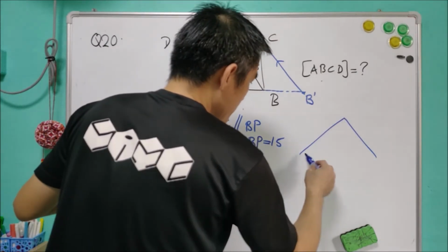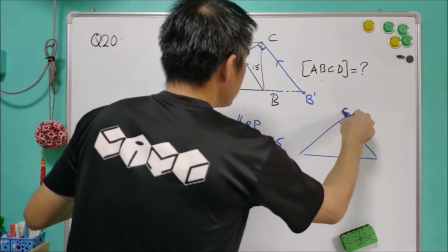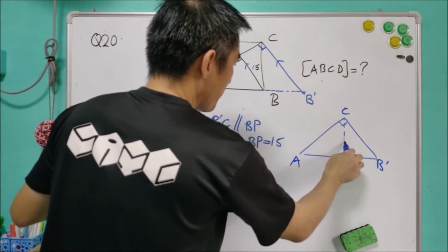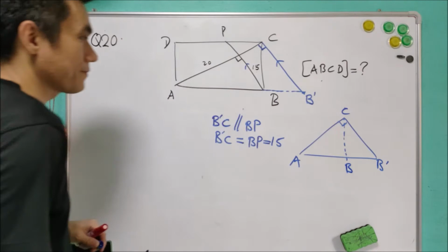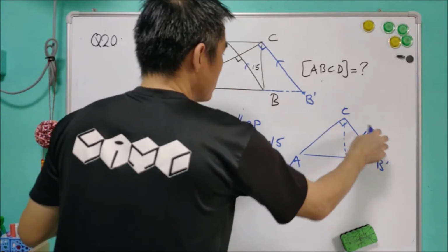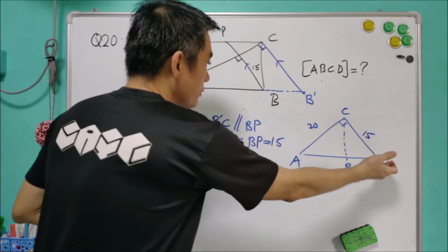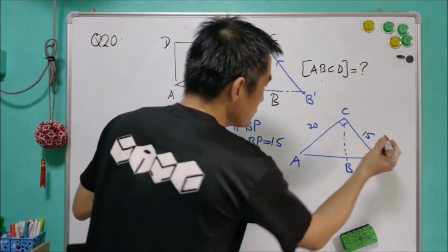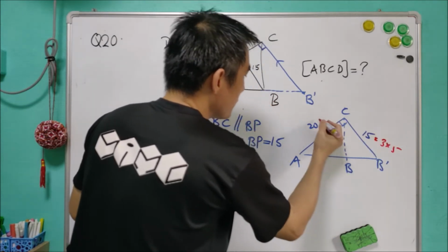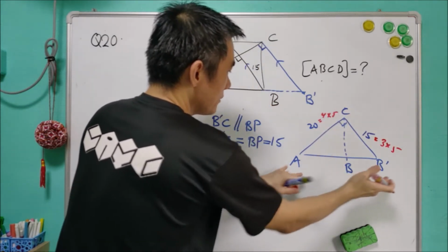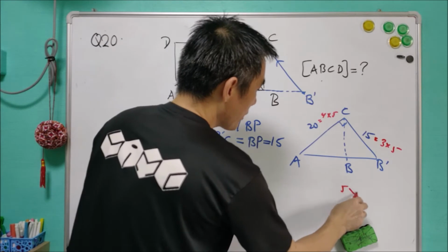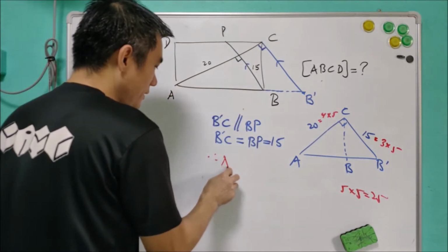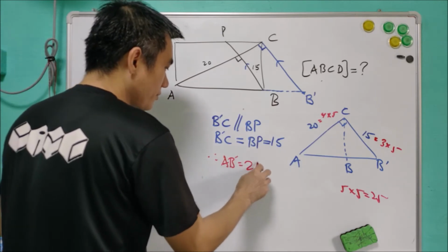What we have here is this. This is C, this is A, this is B prime, this is B. Okay, so this is 15, this is 20. Using the Pythagoras Theorem, 15 is equal to 3 times 5, this is 4 times 5, and therefore 3, 4, this is 5 times 5. Okay, so AB prime is equal to 25.